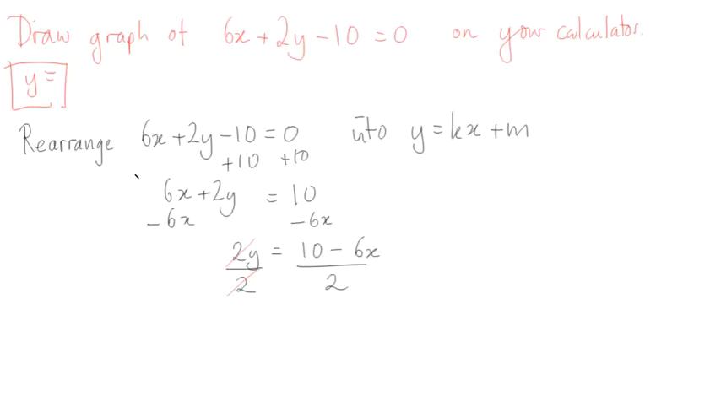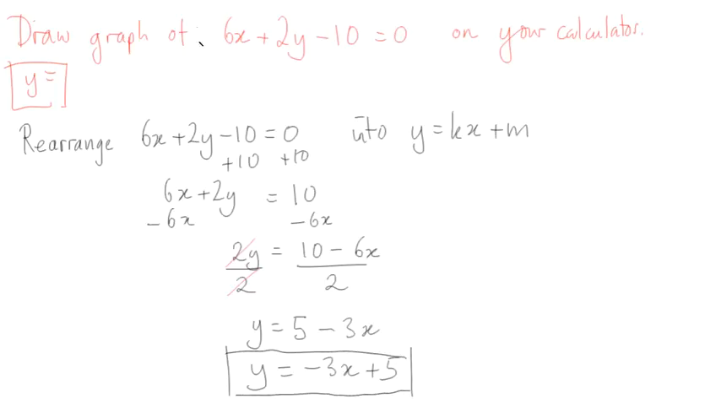The 2's cancel. And I have to divide both of these terms by 2. I get y equals 10 divided by 2 is 5, and minus 6 divided by 2 is minus 3x. Just swapping these two terms around, I get y equals minus 3x plus 5. So we have converted the general form for the equation of the straight line into the slope-intercept form.